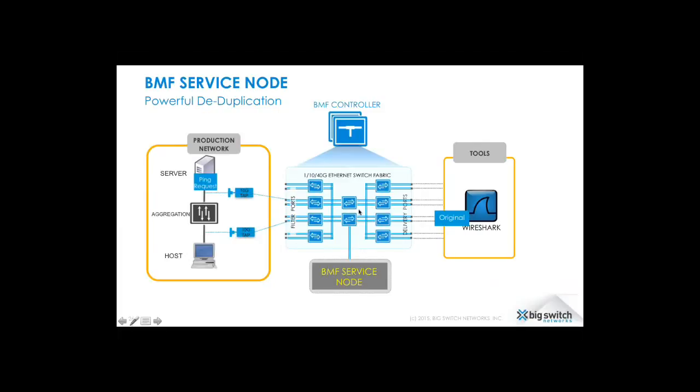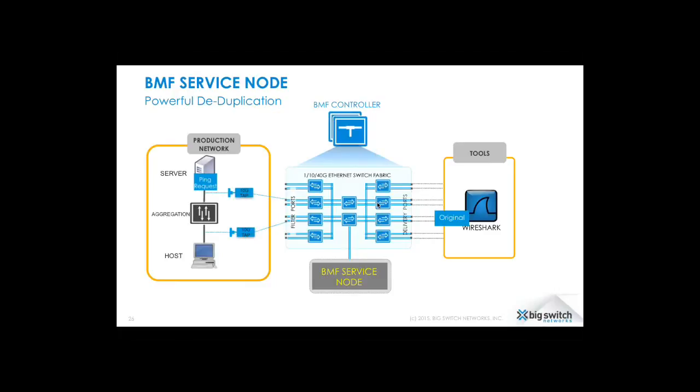The service node and the fabric are managed from a single pane of glass, which is the BMF controller. The service node is more like a plug and play. Once you physically connect it to the BMF fabric, the controller will discover it automatically and will do path calculation to know what's the shortest path to reach that service node.